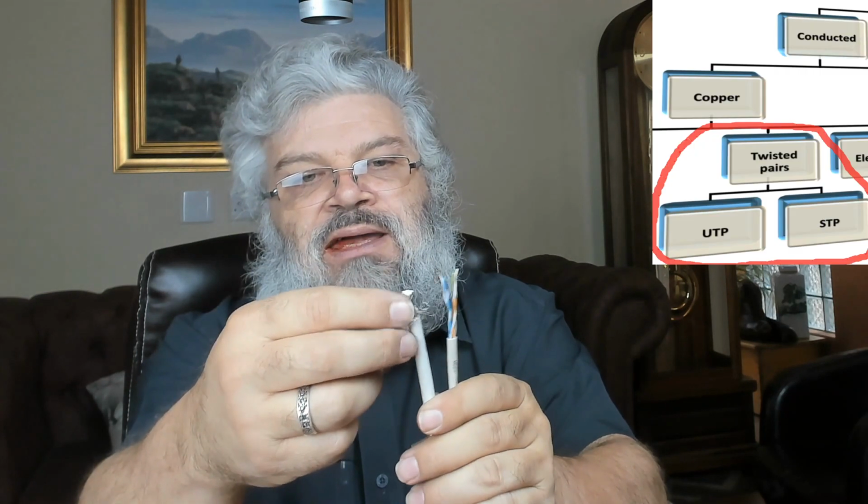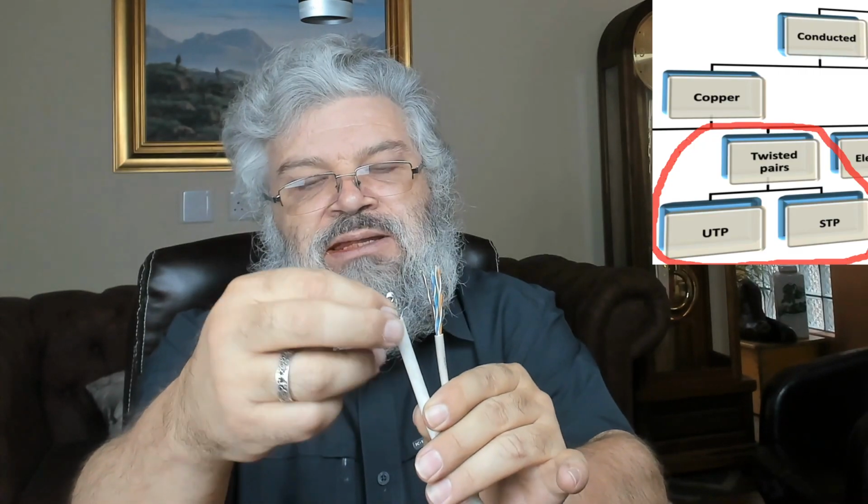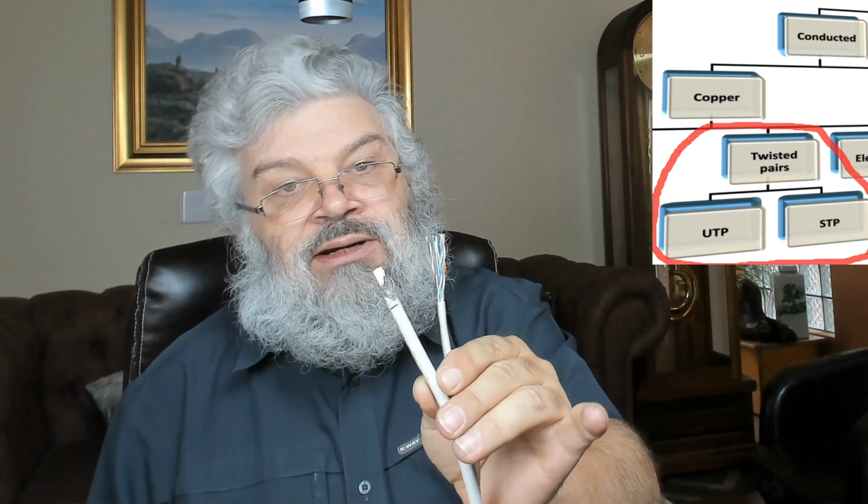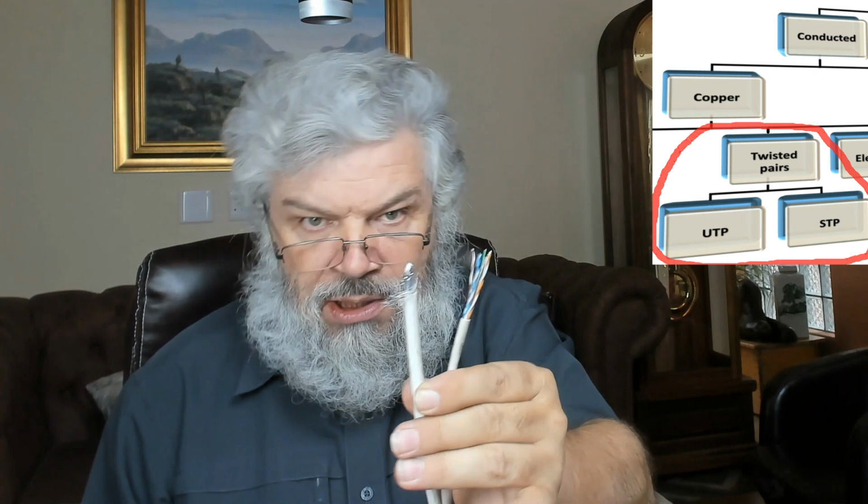The twisted pairs will be next to one another like that, and then it will be shielded by something that looks very much like this foil. Unfortunately, due to the lockdown, I don't have an example of shielded twisted pair with me at this stage.